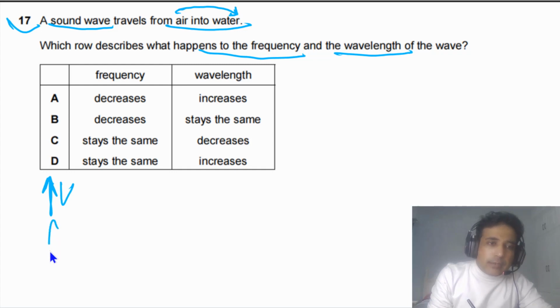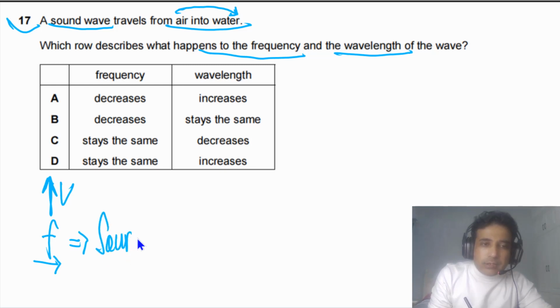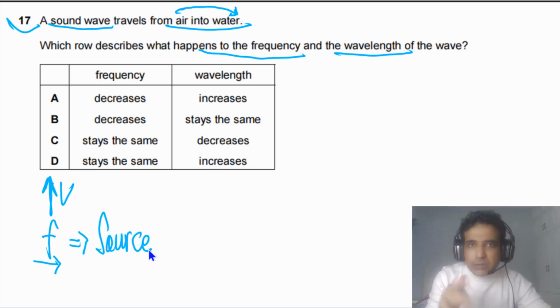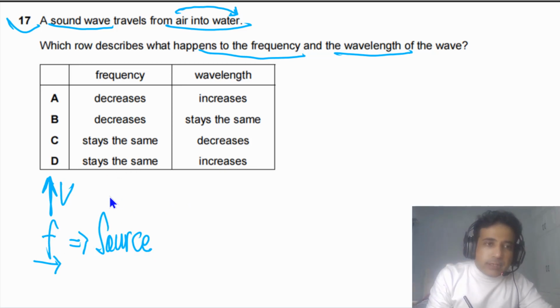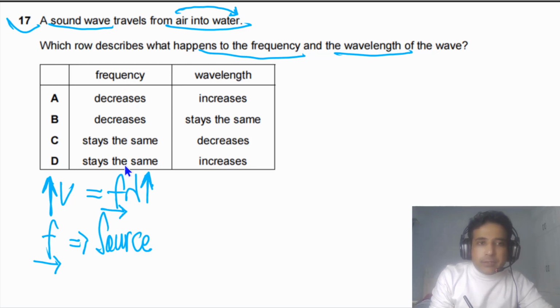Now we need to look at the frequency. Frequency of a wave depends on the source. In this case, source is the same. As the source is not changing, it means frequency will stay the same. As frequency stays the same, we can write v = f λ. So if speed of the wave increases, it means the wavelength has to increase. So if you look at these given options, frequency has to stay the same, so the answer can be C or D. But wavelength has to increase. So the answer for this question is D.